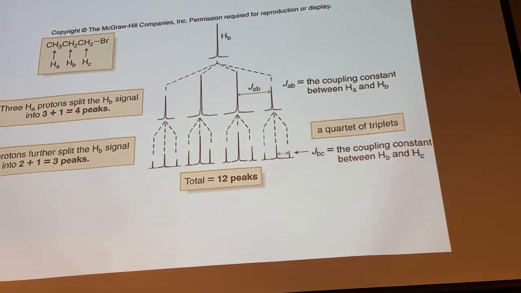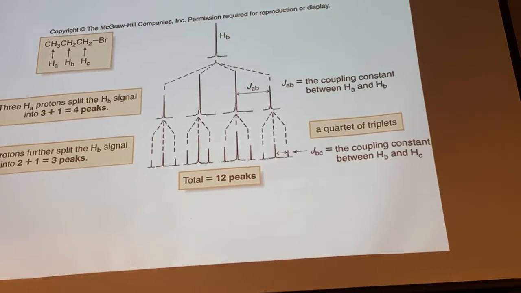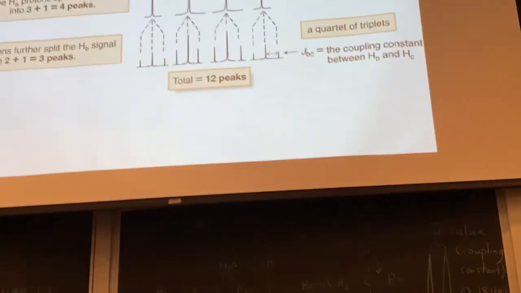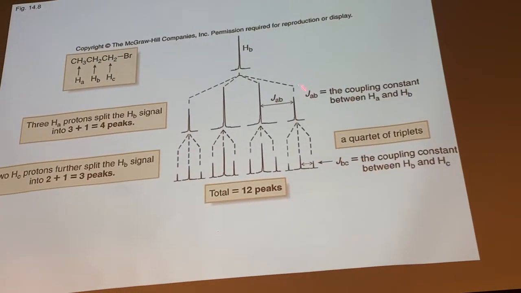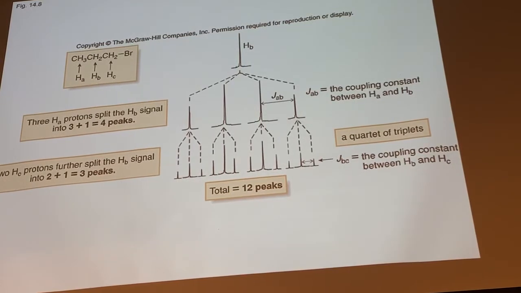So it's important to note that we only see all 12 of these peaks when there's a big difference in those coupling constants or those J values. As JBC, if it were to increase and get closer to the value of JAB, what would happen is some of these peaks would start to overlap. You'd see a bigger distance between the peaks in these triplets, and you'd start to see overlap between those triplets. So you'll see less of those peaks, lower number of peaks, okay?